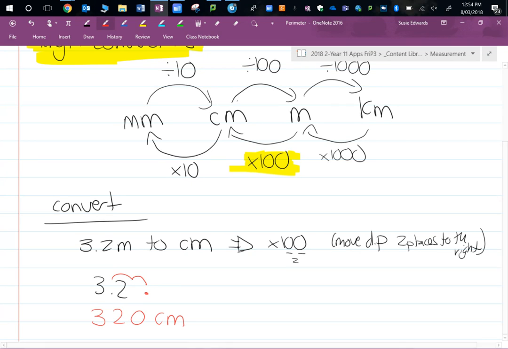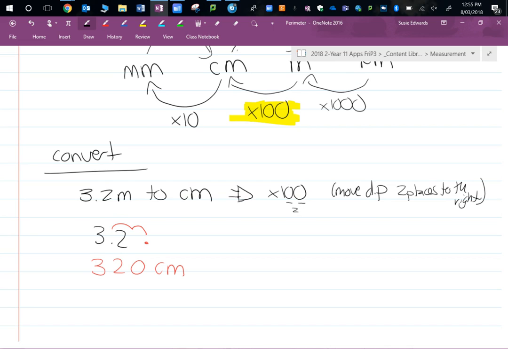It doesn't mean you add 2 zeros on. It does if it's a whole number. But if there's a decimal place, it's actually about moving the decimal place. It's not about just adding on zeros. However, the number of places you move has to do with how many zeros you're multiplying by.